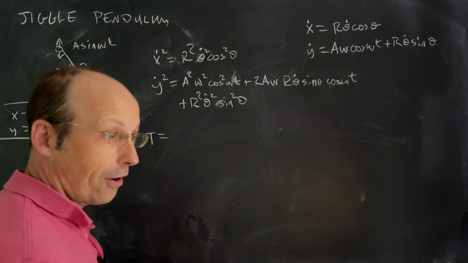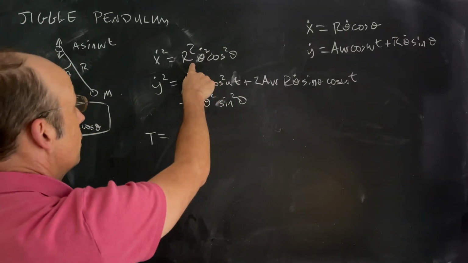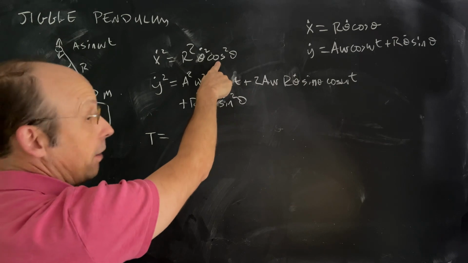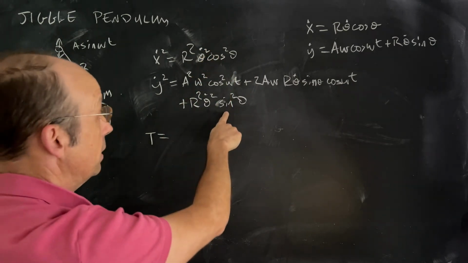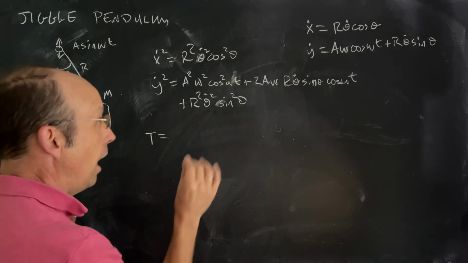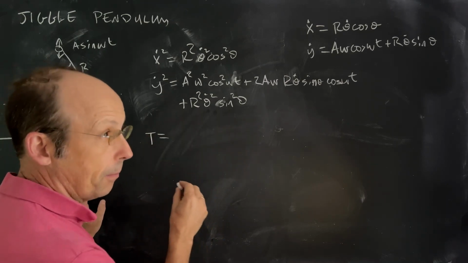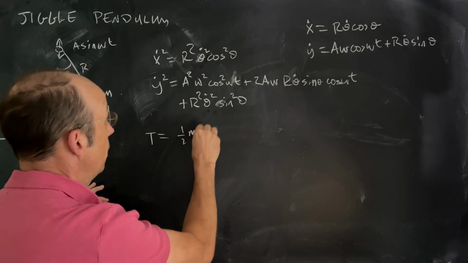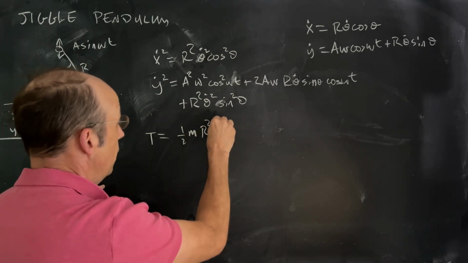I found my error. So they both have r squared theta dot squared. I can factor that out. I'm going to get cosine squared plus sine squared is 1. So that's good. So let's just write this out. I'm going to multiply out with the 1/2 m for all of them. So I get 1/2 m r squared theta dot squared.